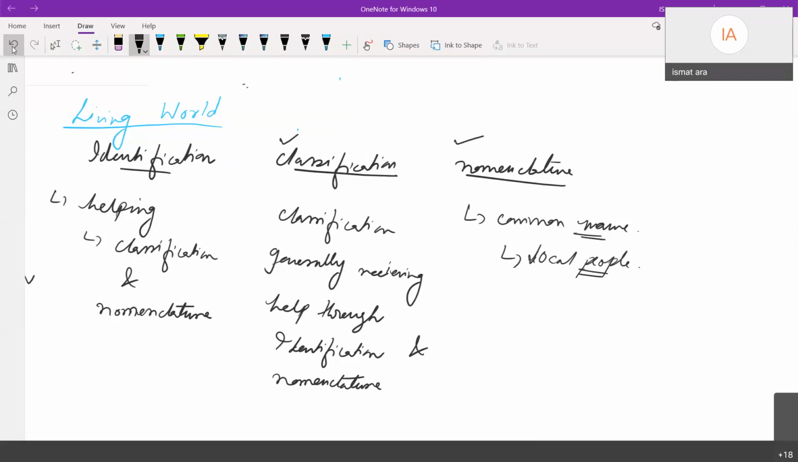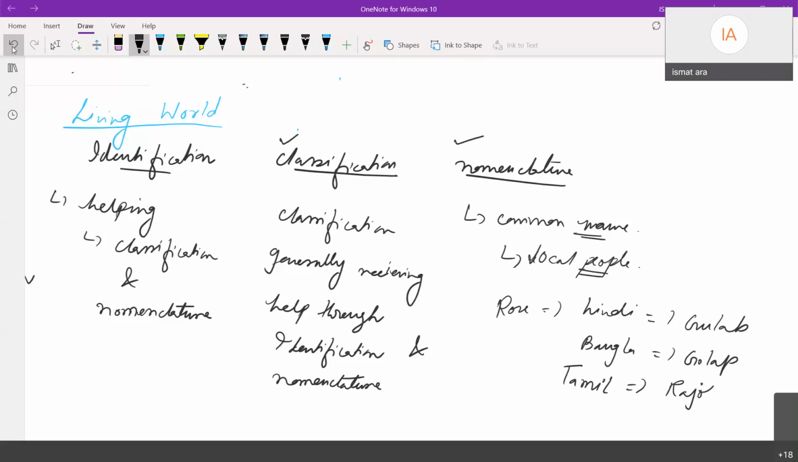Like one example, I am giving you. Suppose rose. In Hindi, it's called gulab. In Bangla, it is called golab. And in Tamil, it is called Rajapal.